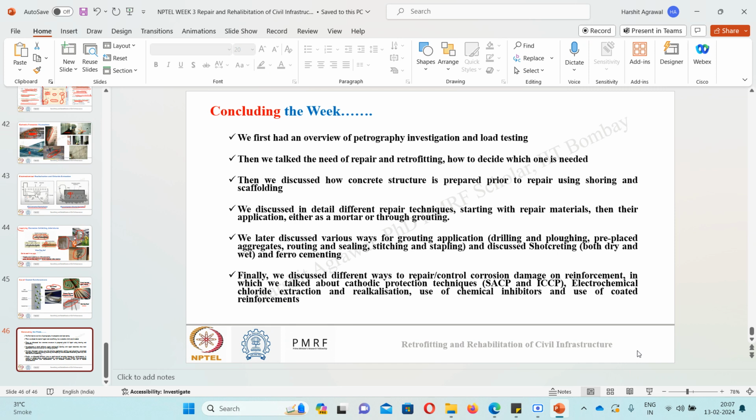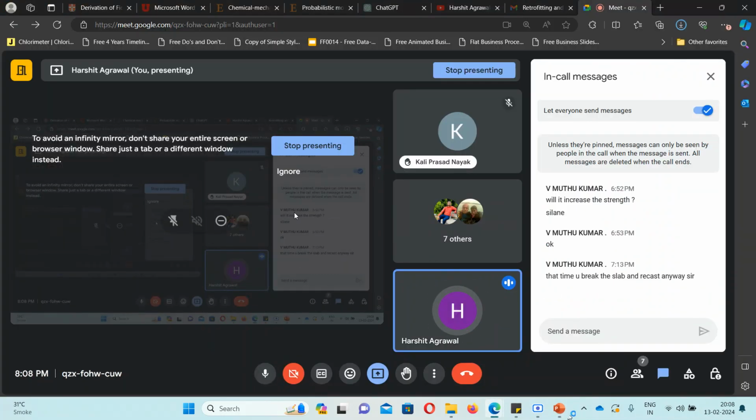Finally, we discussed different ways to repair or control corrosion damage on reinforcement, in which we talked about cathodic protection techniques, SACP and ICCP, electrochemical chloride extraction and realkalization, use of chemical corrosion inhibitors, and use of coated reinforcements. So this was all for today's discussion. Any doubts? If anyone has any small doubts, they can ask quickly.